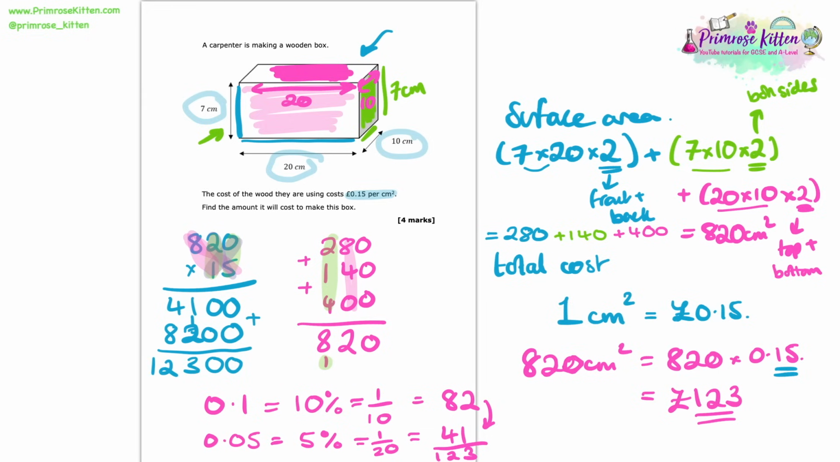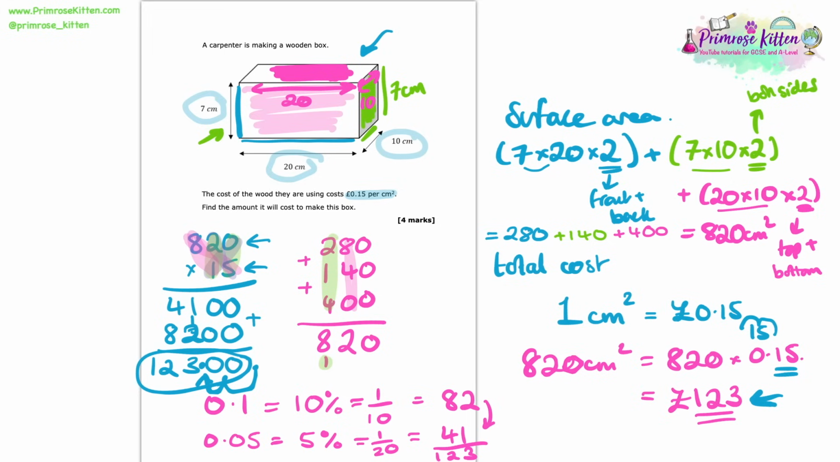So 12,300. Now that was when we times 820 by 15, but we didn't, did we? We wanted to times it by 0.15. And if you compare 15 and 0.15, you can see that the decimal has moved along twice. It's like once, twice. So if we take our answer here and we do the same, we say, okay, 2 decimal places shift. Go 1, 2. We will again get £123.